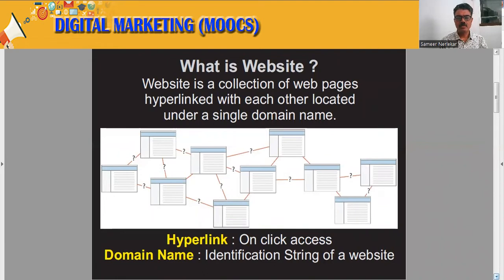In simple terms, website is a collection of web pages hyperlinked with each other, located under a single domain name. So what is hyperlink? Hyperlink is nothing but an on-click access, and domain name is identification string of a website.